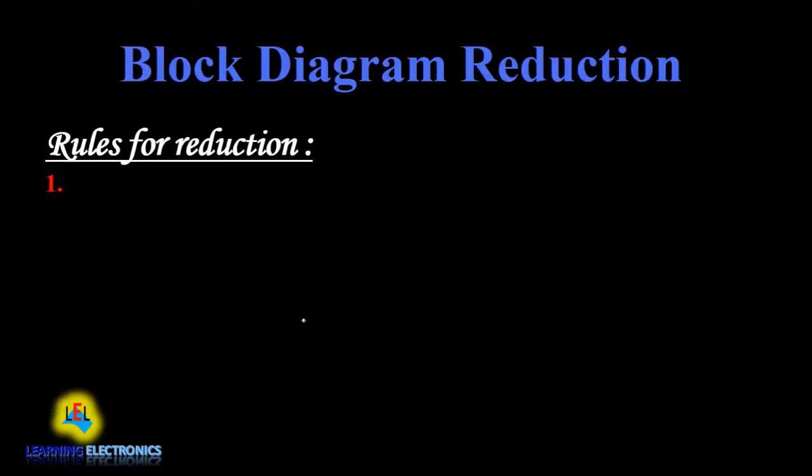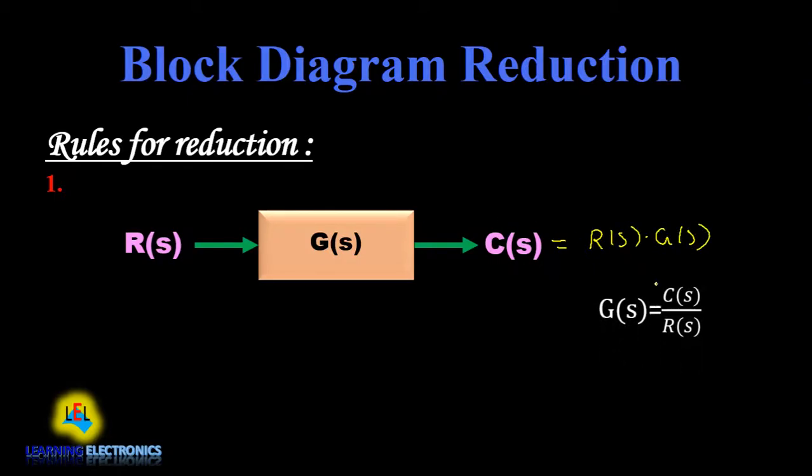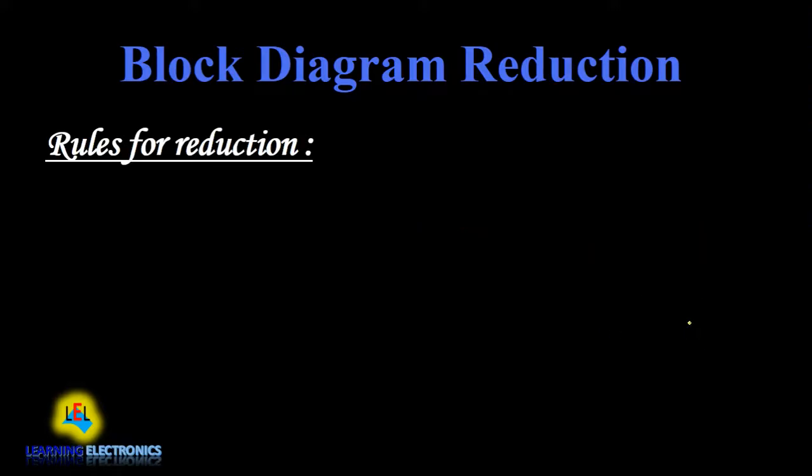Now let us see the rules for reduction of the block diagram. The first rule is for the open loop control system. Here R(s) is applied to the transfer function G(s) block. So C(s) will be equal to the input signal multiplied by the transfer function G(s). So C(s) is equal to R(s) into G(s). From this equation we get the transfer function G(s) equal to C(s) by R(s).